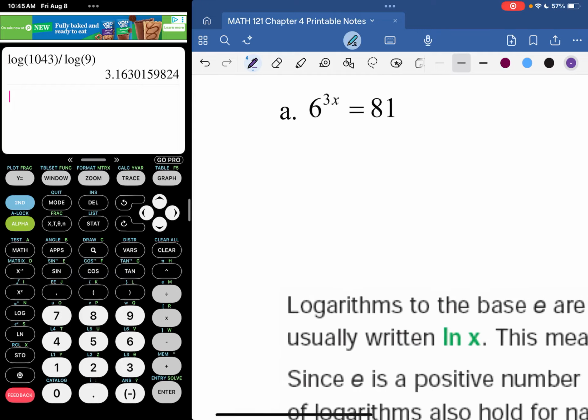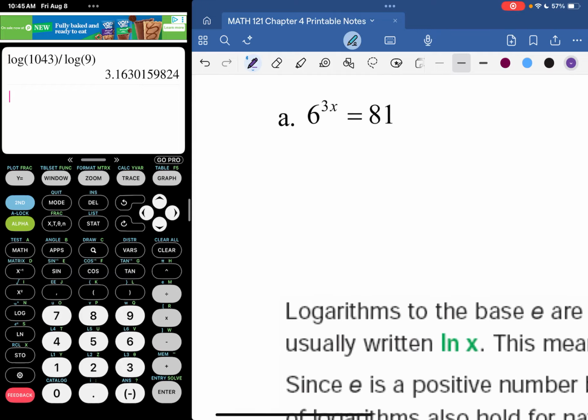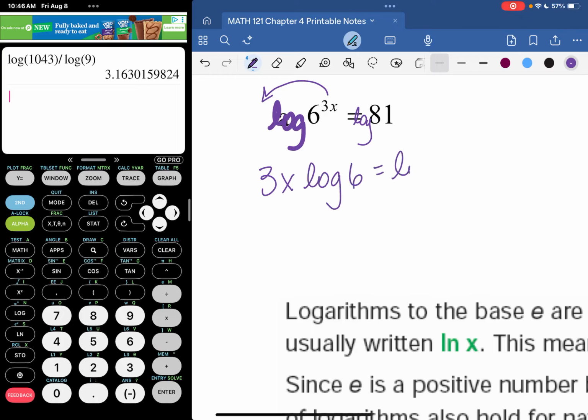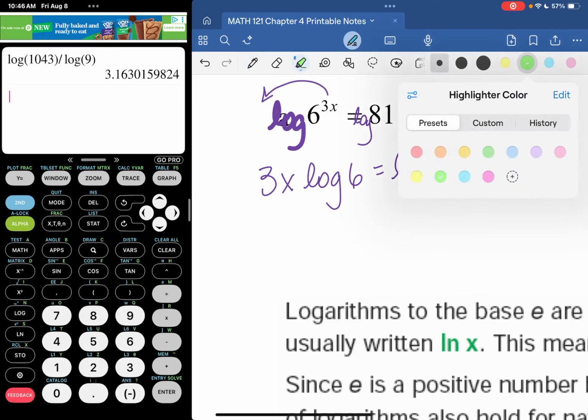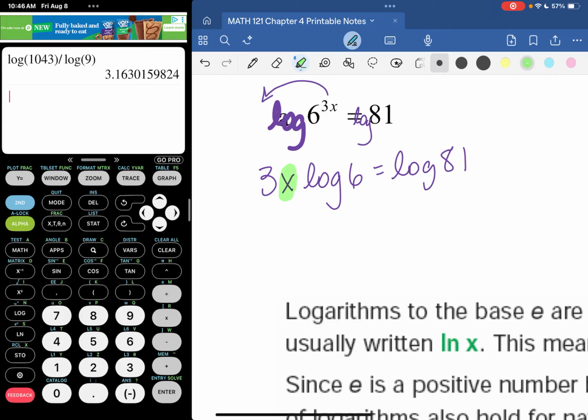So what we're going to do is we're going to take the log of both sides. So you can either do the log, you know what, let's just do log. The log of both sides. And what that does is that allows us to move the exponent to the front. So now we have 3x log of 6 equals log of 81. And we're solving just for x. Everything else is a number. Log of 6 is a number. 3 log of 6 is a number. So you just divide by everything else. So we're going to divide by 3 log of 6.